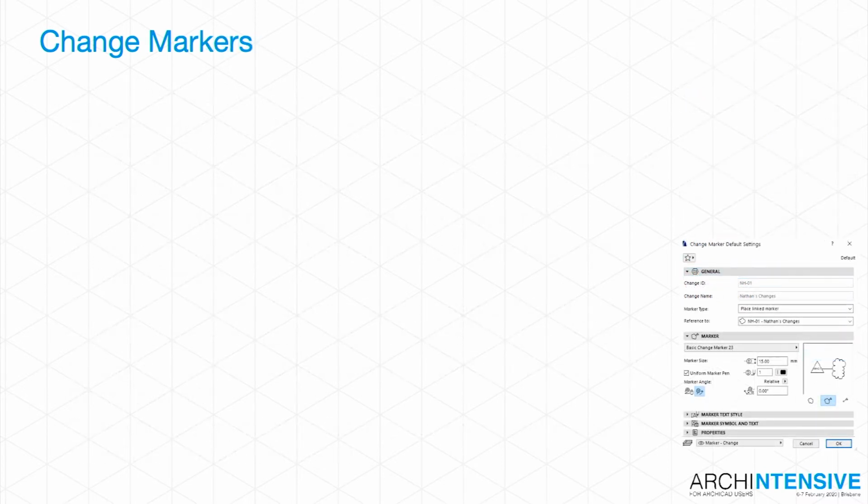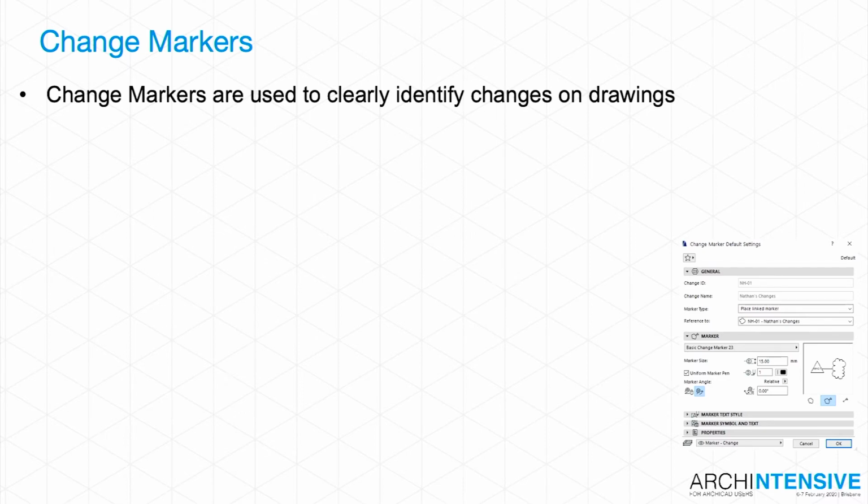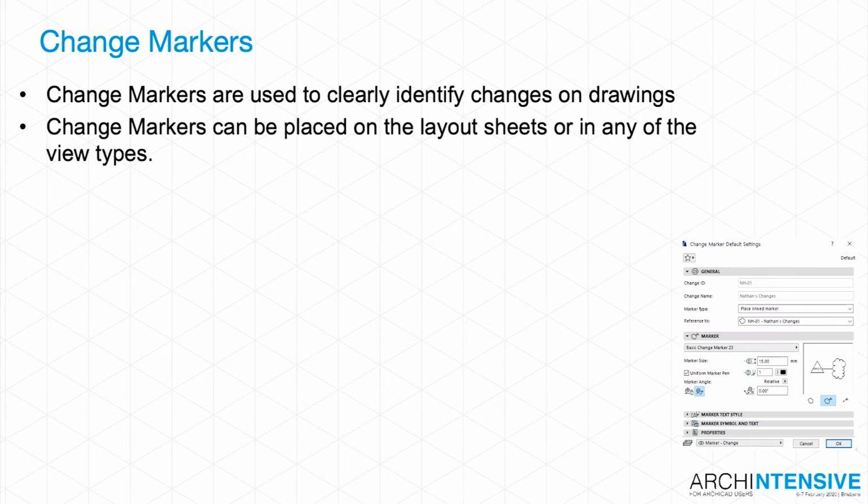Change markers. Oh, we all like a good revision cloud, don't we? But pretty simple, that one, isn't it? Change markers are used to identify changes. So change markers can be placed onto layout sheets, or they can be placed directly into your file, into your actual working environment.